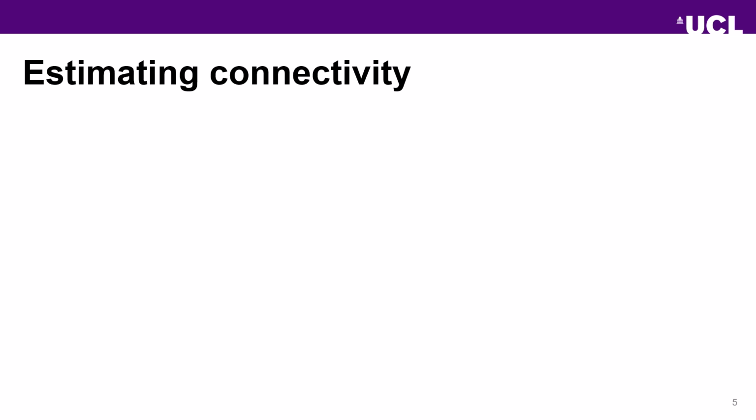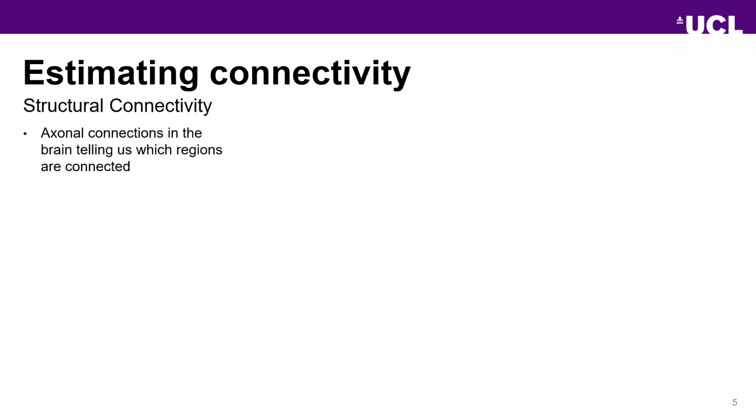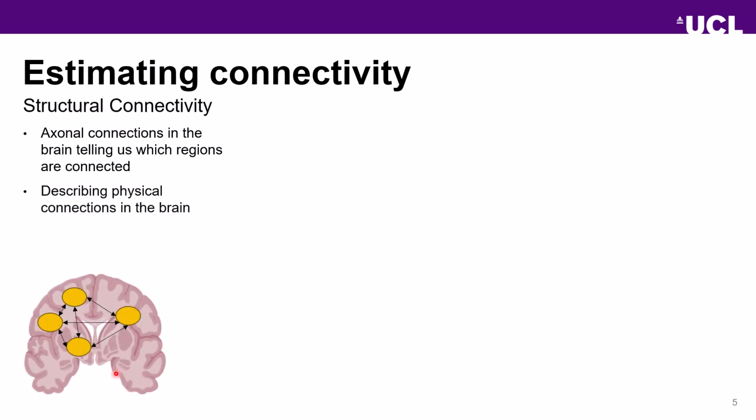So we often use it for estimating connectivity in neuroimaging, and I'll just walk you through a few different types of connectivity. So structural connectivity is the axonal connections in the brain telling us which regions are connected. So it's describing physical connections in the brain. And this is a completely made up model, a diagram that I've come up with.